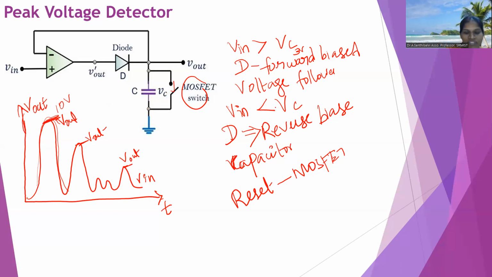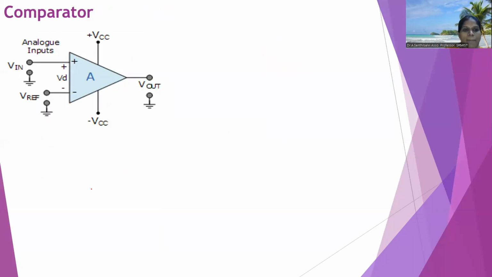What is the drawback of this peak voltage detector? In between, if any minimum peak values occur, it won't detect them. This is the drawback of the peak voltage detector. Next one is the comparator.